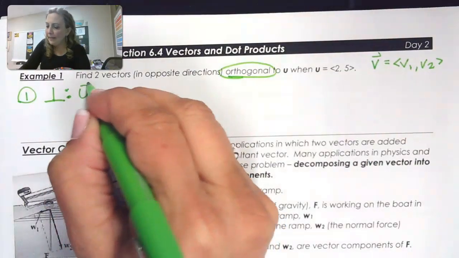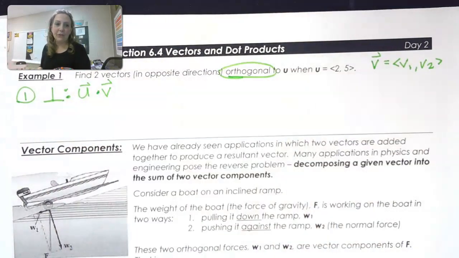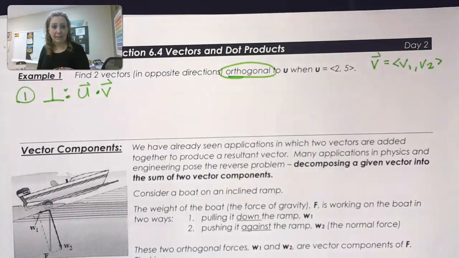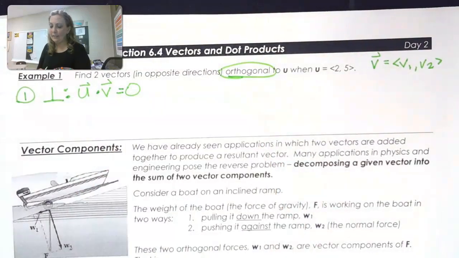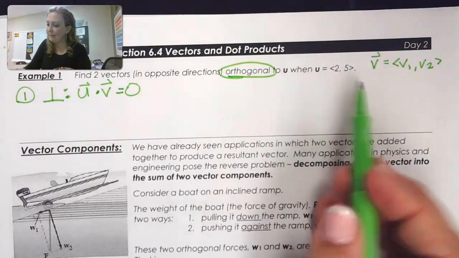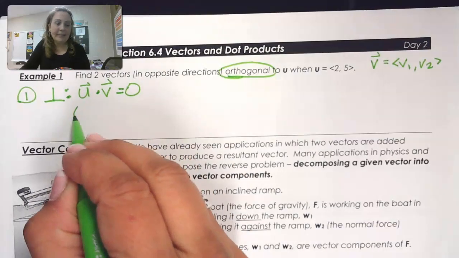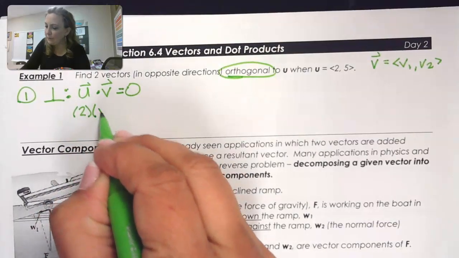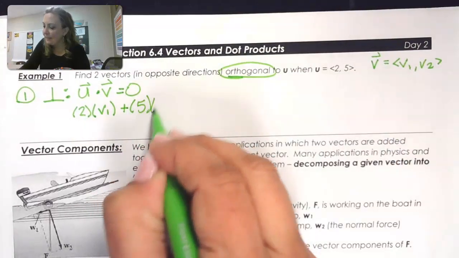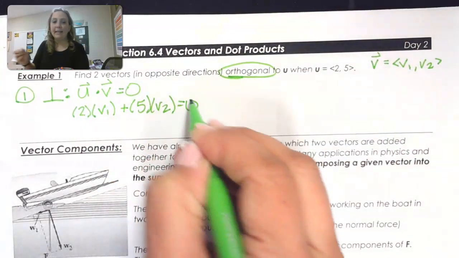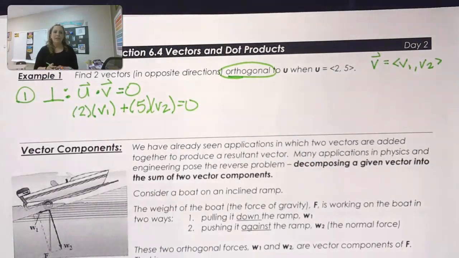What would have to happen if I dot vector u and vector v and they're orthogonal? That's right, it has to be 0. So I'm going to have that equal to 0. What that means is if I take 2 times whatever v1 is, and then add 5 times whatever v2 is, we want that to be 0. So we want to think about something that could make that true.